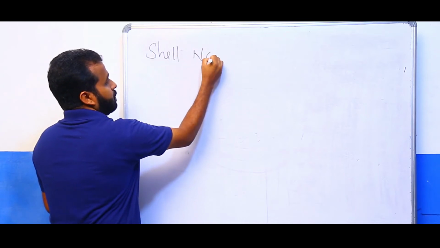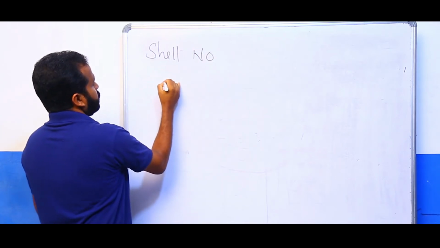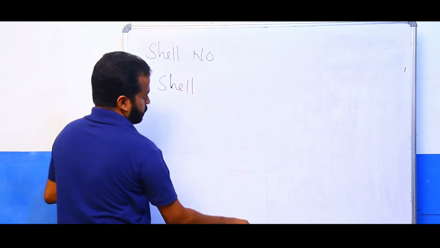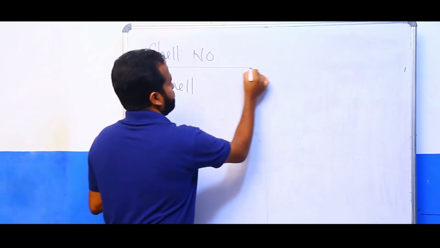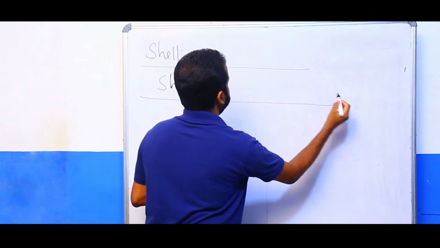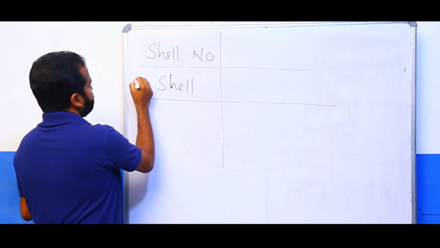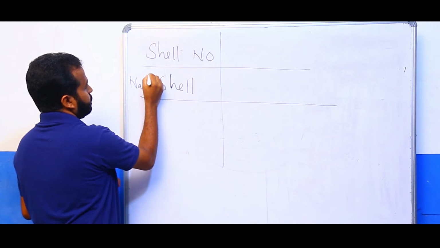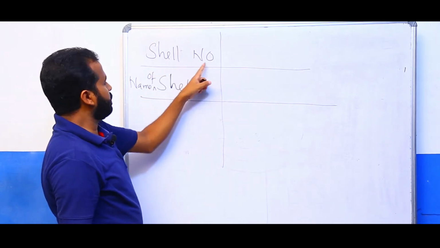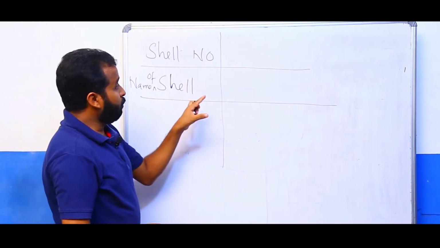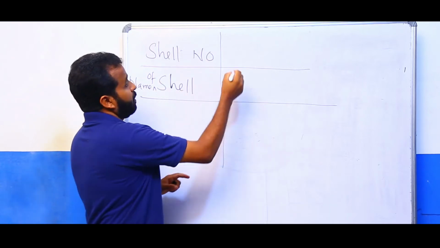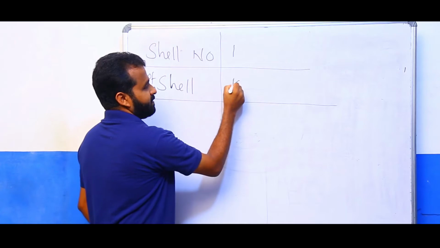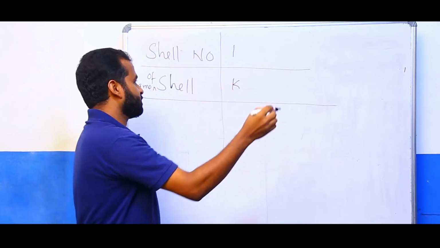Shell number, name of shell. What is the shell number 1? Which is the first shell? K. Isn't it? Yes.